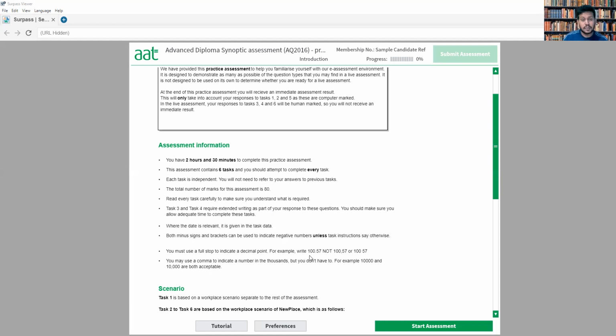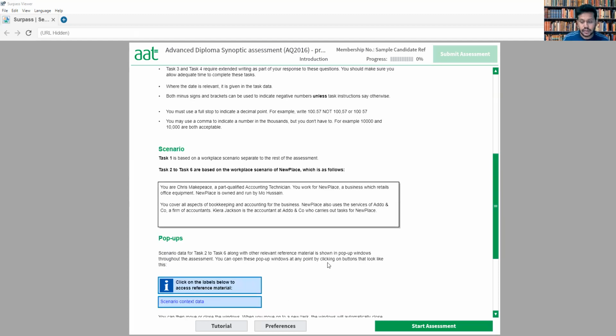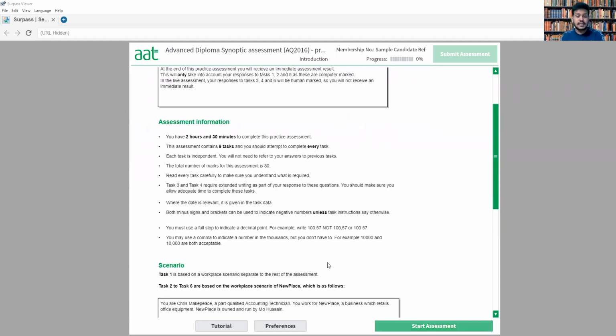You can use the minus sign or brackets for showing negatives, and you can use the dot for showing the pence after the number. So I think this will not be very difficult. Let's have a look at what we have in the questions. Let's start with the assessment.